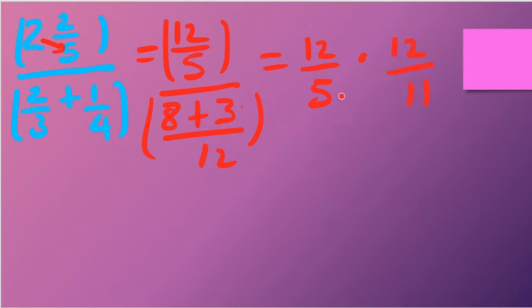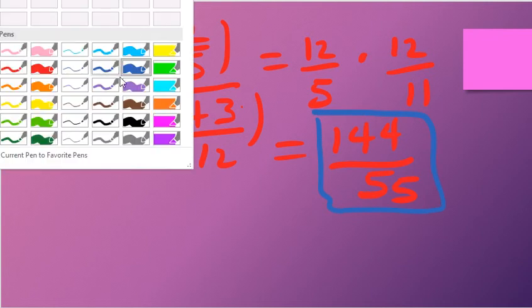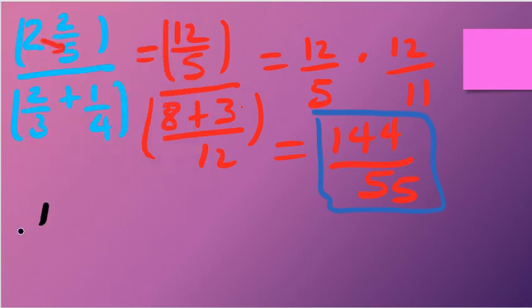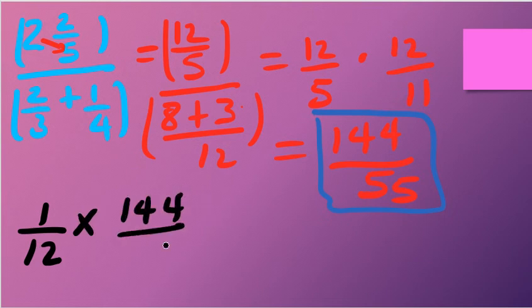Then what to do? You have to multiply. You don't have a choice. 12 times 12 will be 144 over 55. That is the answer of the second fraction. This is the answer of the second one. Therefore, now the first one was already 1 over 12 times the second one, 144 over 55.